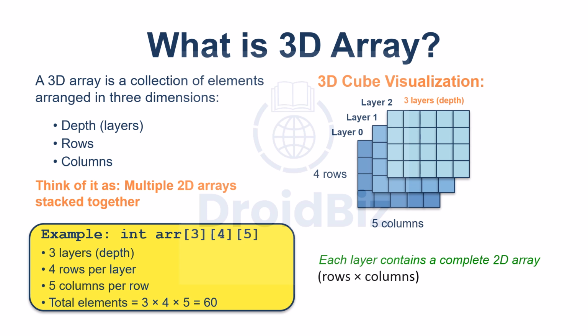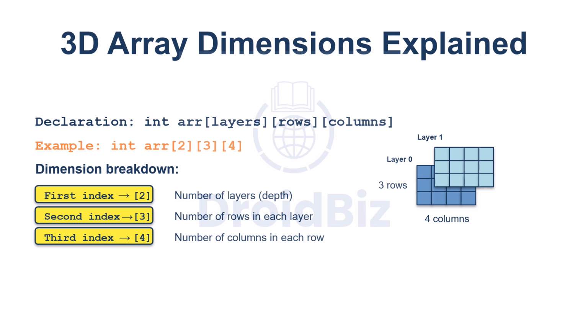Visually, imagine layer 0, layer 1, and layer 2. Each layer contains a complete 2D array. This stacked structure is what makes it 3-dimensional. Let's understand the 3D array structure and dimensions.